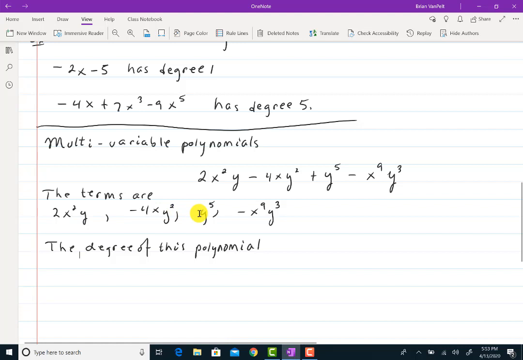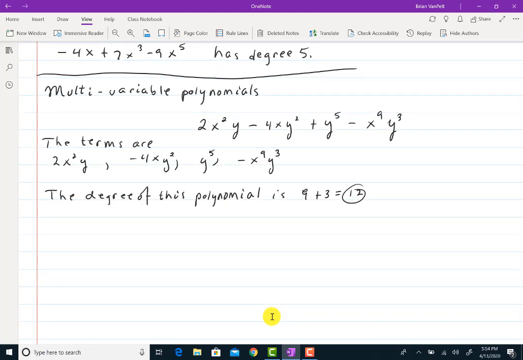The degree of this piece here is 5, and the degree of this piece here is 12. So the degree of this polynomial is the highest power that I can get through adding, or by itself, like that. It is 9 plus 3, which is 12. So remember that when you have polynomials like, let me do another example.